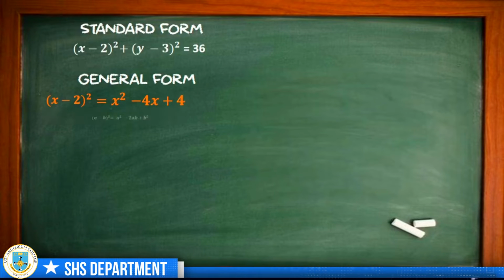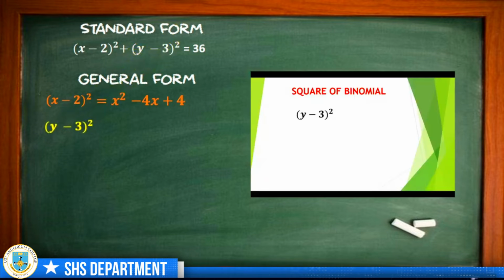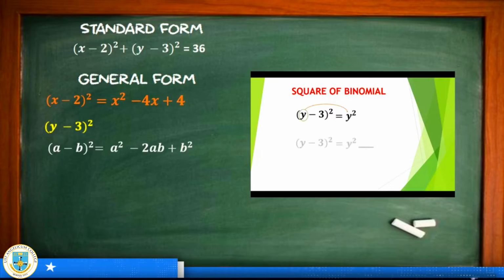Okay, now we do the same to the quantity of y minus 3 squared. So apply the square of a binomial. So first, we need to get the square of y. So that will give us y squared. Then the square of 3. So that will give us 3 squared or 9.